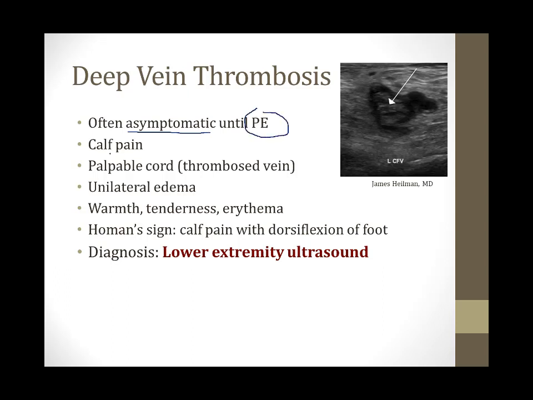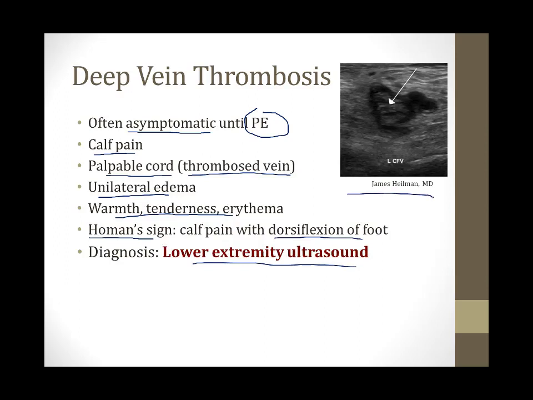When they are symptomatic, they can cause pain in the calf. Sometimes you can feel a palpable cord on the back of the leg. This is from a thrombosed vein. They can potentially cause unilateral edema from poor venous outflow from the leg. Sometimes they lead to warmth, tenderness, and erythema in the calf or the thigh. There is a physical exam sign called Homan's sign, which is suggestive of a deep vein thrombosis. This is pain in the calf when the patient dorsiflexes the foot. And the diagnosis is usually made by lower extremity ultrasound.